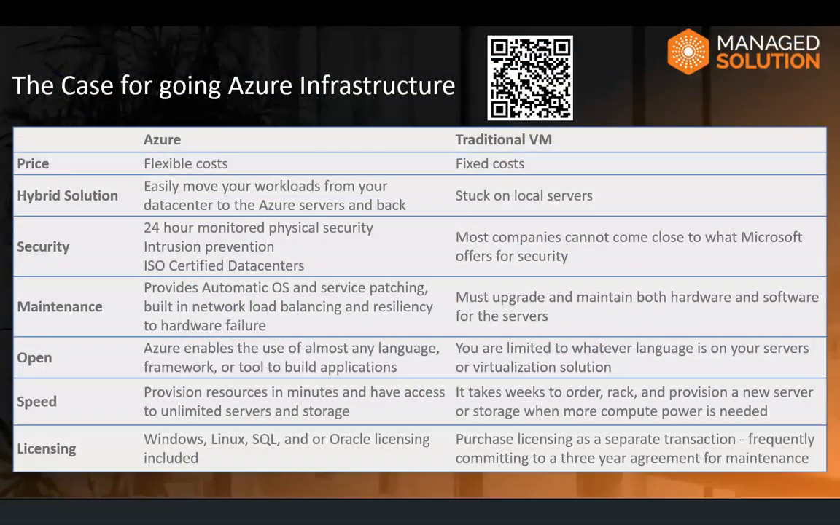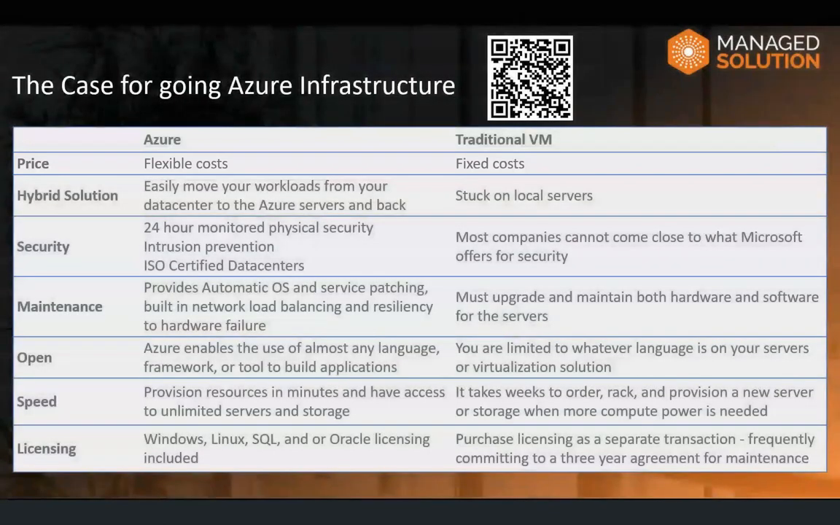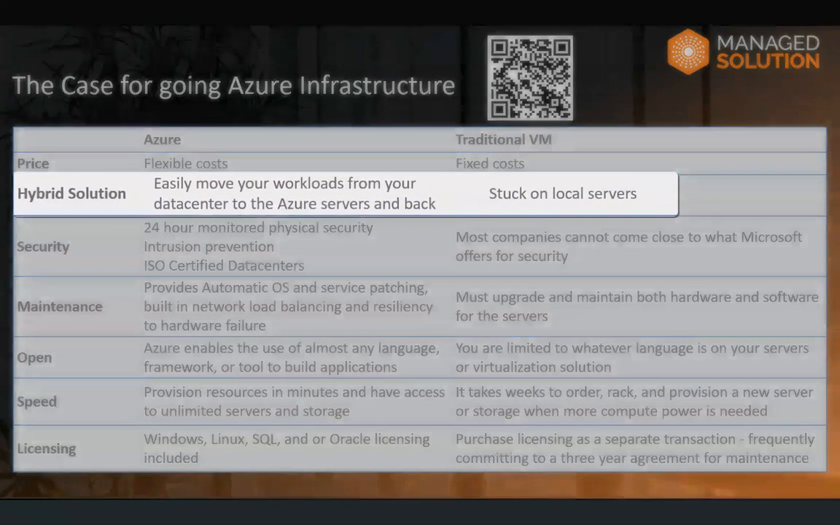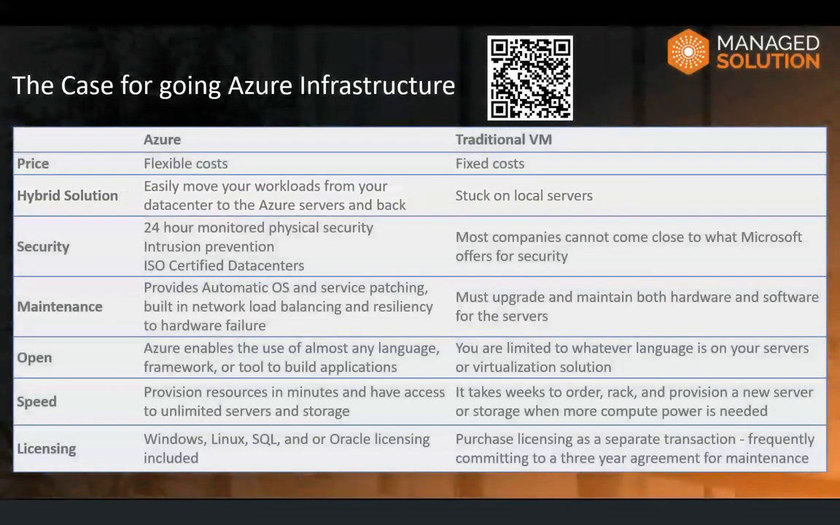Hopefully this demonstration showed you how easy and thorough it was to migrate servers to Azure. There's a lot of assessment that goes into it, right? And in terms of calculating the price and everything and seeing the machines that you'll be getting gives a good view of what you are getting. Now, in terms of costs, Azure has probably the most flexible costs, whereas compared to a traditional VM environment, these are generally fixed costs. Hybrid solutions: Azure makes it much easier to move workloads from your data center to Azure servers and back, whereas in traditional VMs, you're stuck on those local servers.